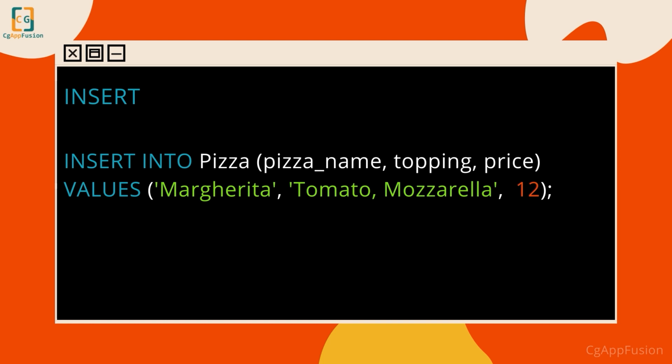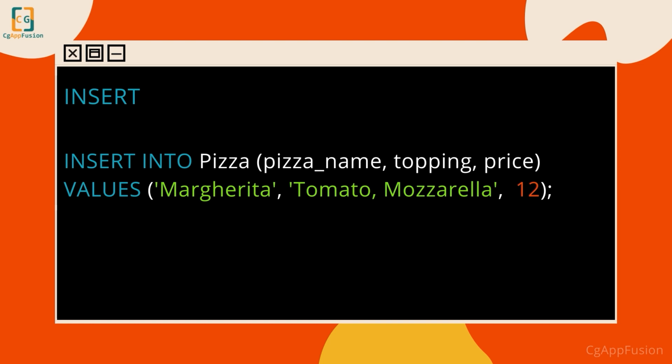Then we have to put comma. Then we open another single quote. In that single quote, we provide tomato and mozzarella. And the tomato and mozzarella is going to be attached to the toppings because it's in the second position. And after that, we close the single quote, we put comma, and we provide 12 for the price.